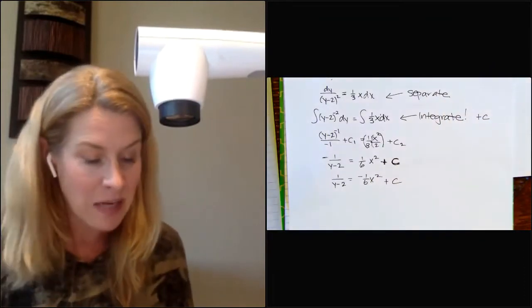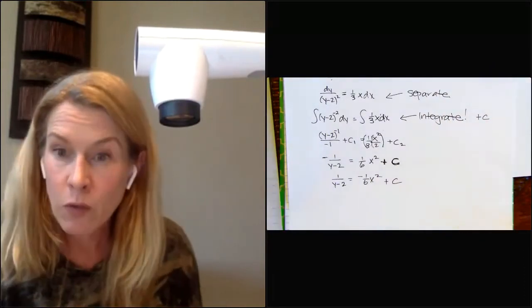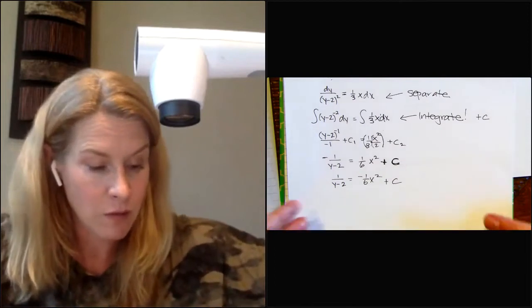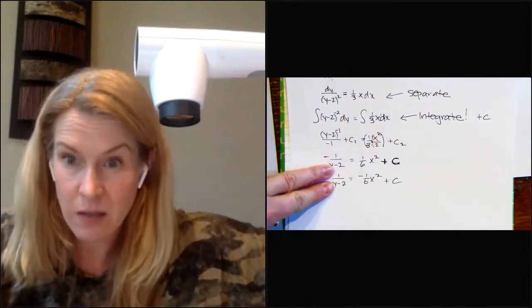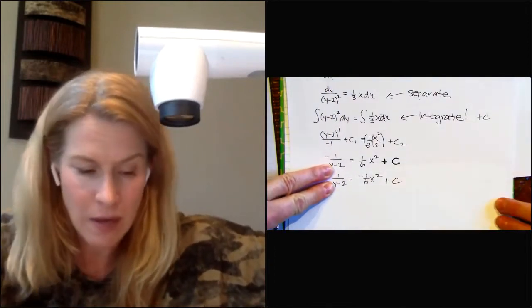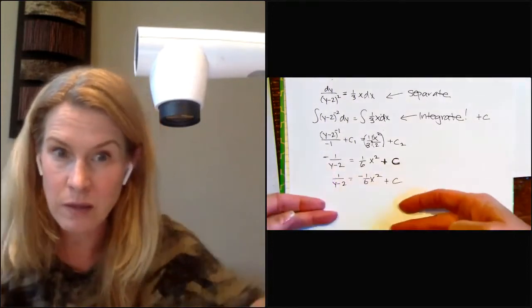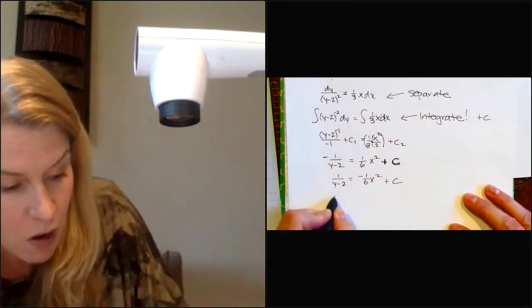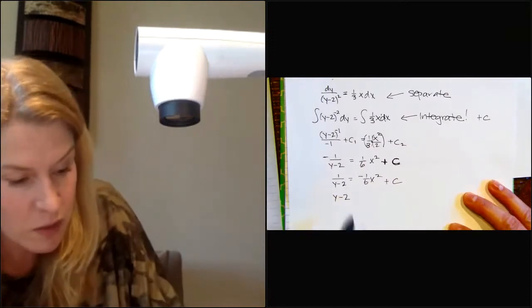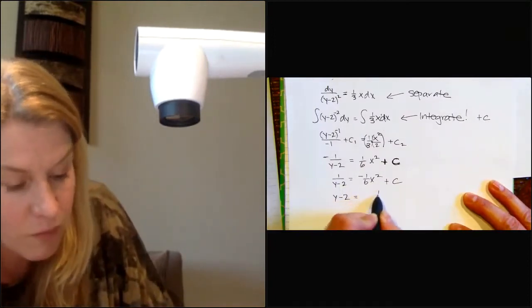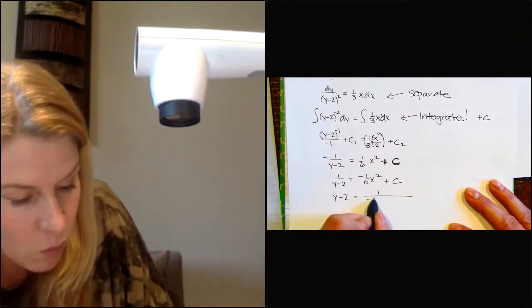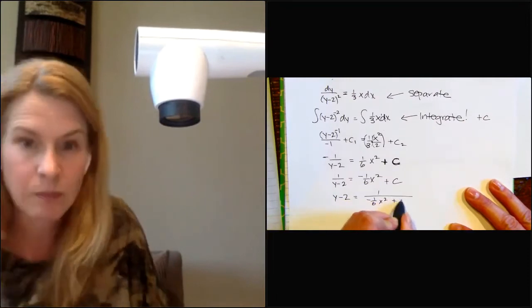Okay, next step. Gosh, I need y equals, but I have 1 over. So you know what I'm going to do? I want the reciprocal of this. So does it make sense that we might take the reciprocal of both sides? So then I could have y minus 2, that's the reciprocal of this, and then I have the reciprocal of this whole thing, negative 1/6 x squared plus c.